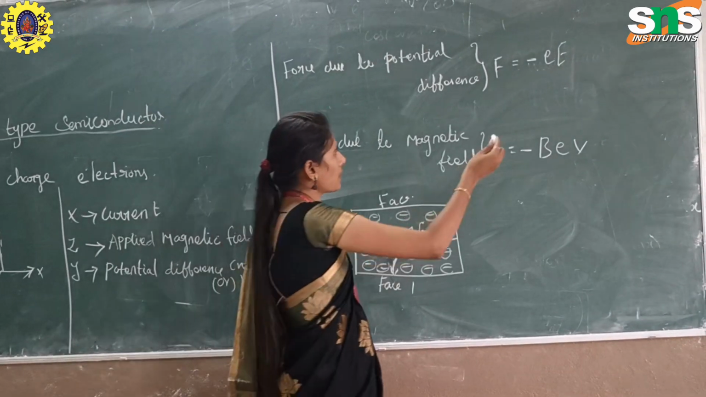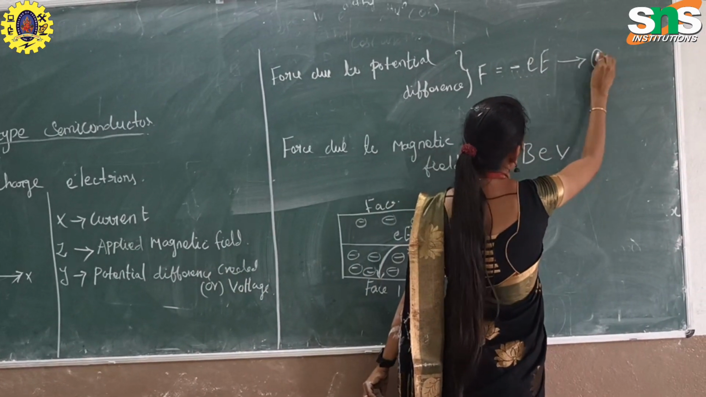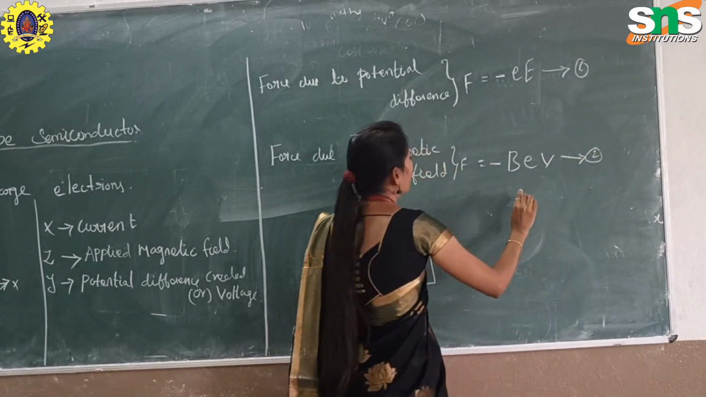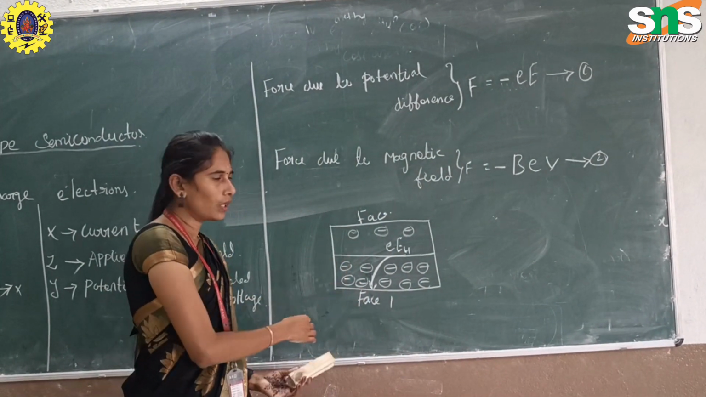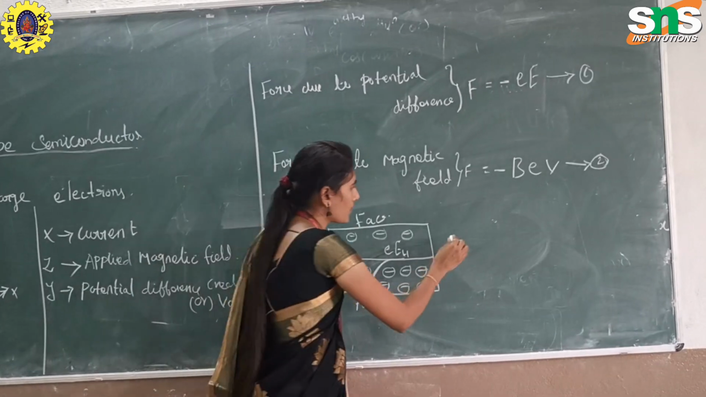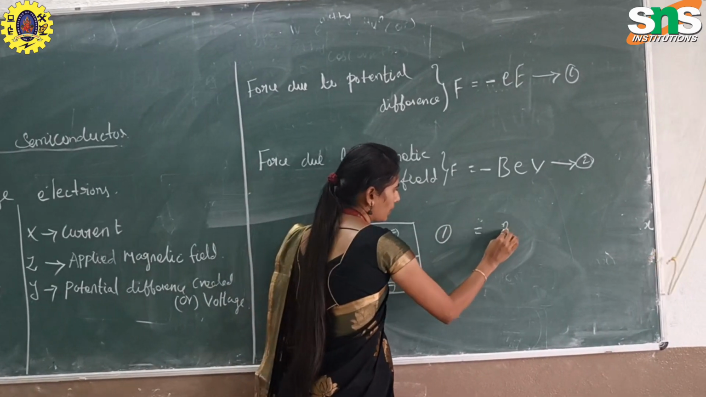So this is equation number 1, and this is equation number 2. For example, with an applied magnetic field, some electrons are moved to the downward direction. So at equilibrium condition, equation number 1 equals equation number 2.